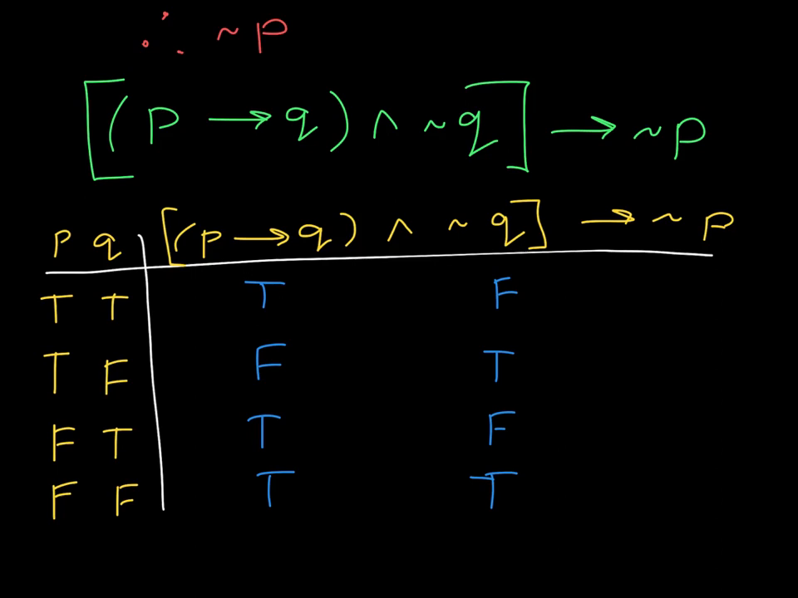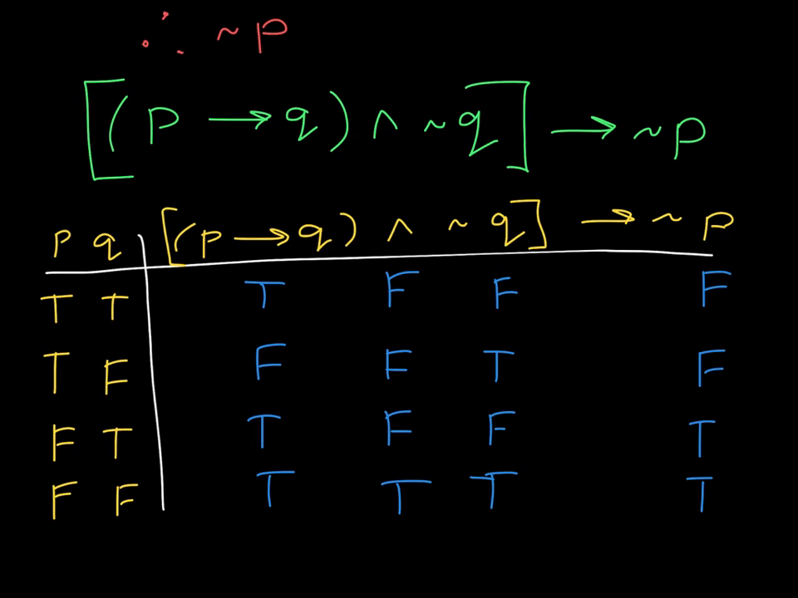And then what I want to do next is fill in this conjunction. And now, as a reminder, a conjunction is true only when both statements are true. All right? So I have false, false, false, true. All right, next I want to fill in not P. So I'm just going to negate my P values over here. And so I have false, false, true, and true.